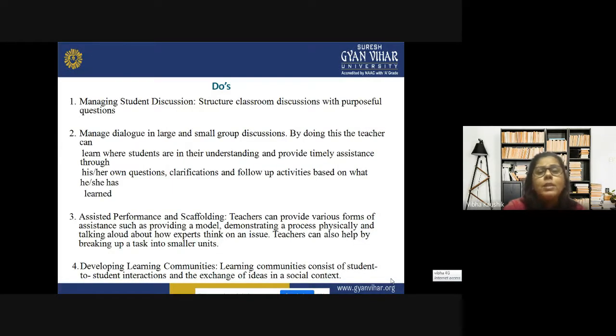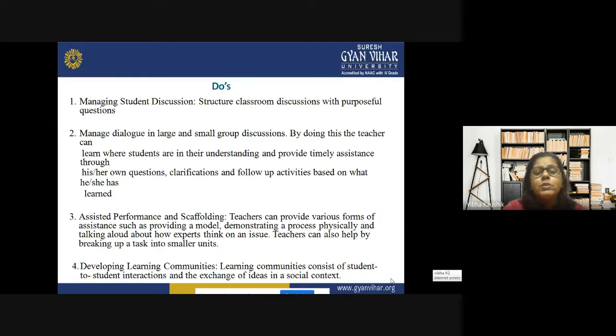Do's. Managing students' discussion: structure classroom discussion with purposeful questions, manage dialogue in large and small group discussion. By doing this, the teacher can learn where students are in their understanding and provide timely assistance through his or her own questions, clarifications, and follow-up activity based on what he or she has learned.